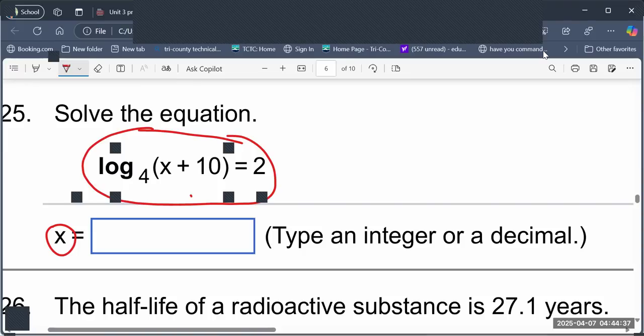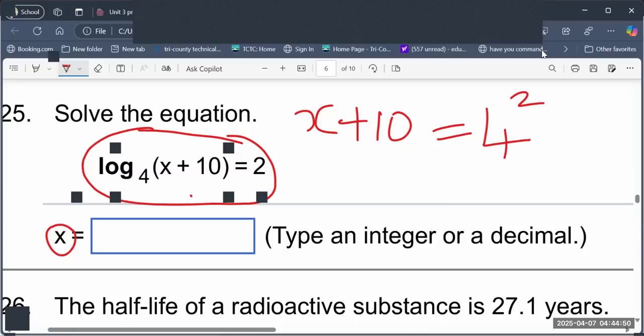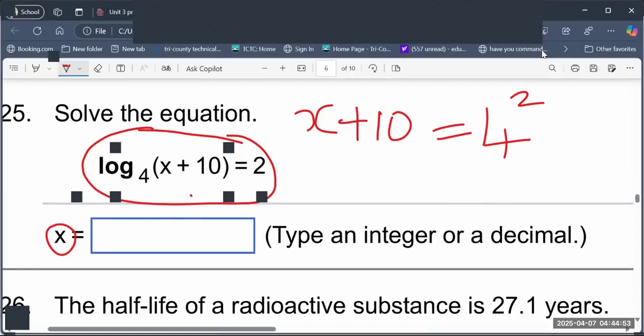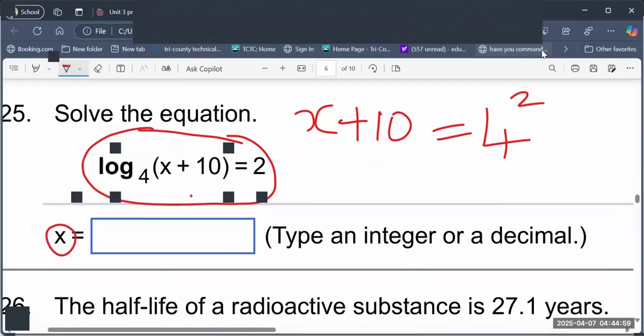to exponential function. So let's do that. So I now have x plus 10 is equal to 4 to the power 2. So x plus 10 is equal to 4 to the power 2. 4 to the power 2 is the same as 16 on the right-hand side.